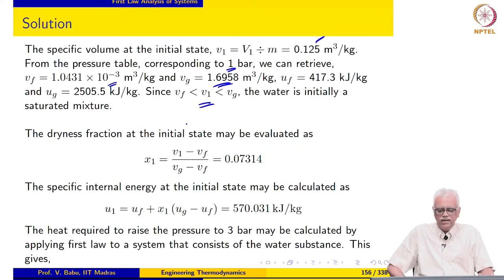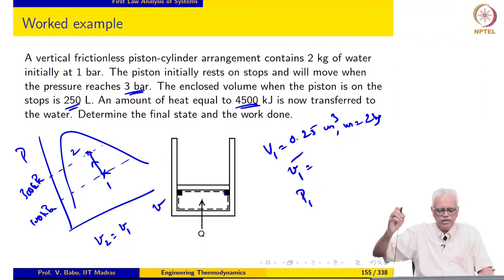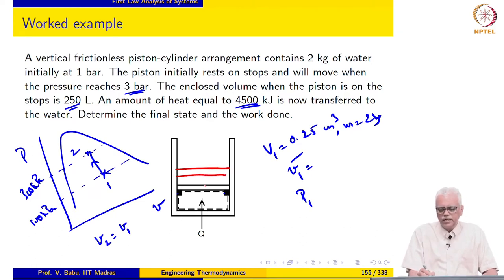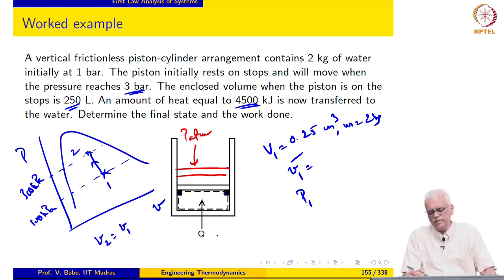Notice that once state 2 is reached and the pressure becomes 300 kilopascal, if I supply heat any further, the piston begins to lift. If I look at any intermediate state, let's say this is an intermediate state, and look at a force balance on the piston, the forces on the piston are the following. One is the pressure force from the contents of the cylinder in the upward direction. The next one is P atmosphere in the downward direction, and the pressure due to the weight of the piston, which is also acting downwards.